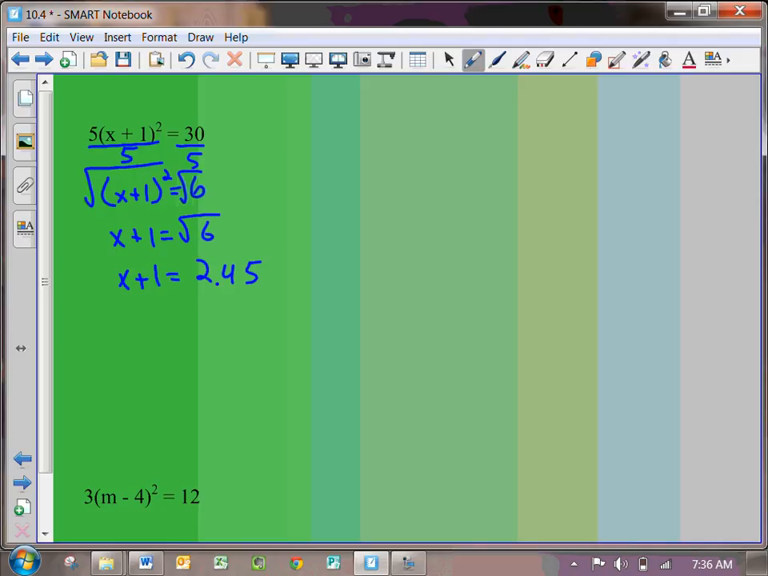And I always want you to round to 2 decimal places. Which one do you want to do? 2 decimal places. Sorry for the announcement.